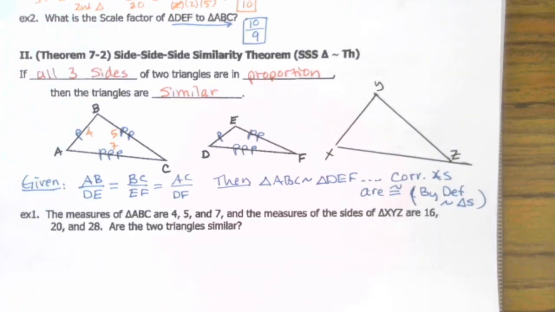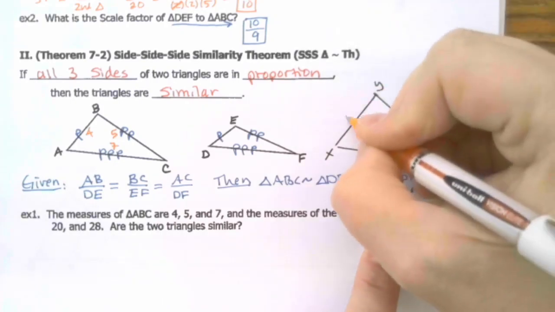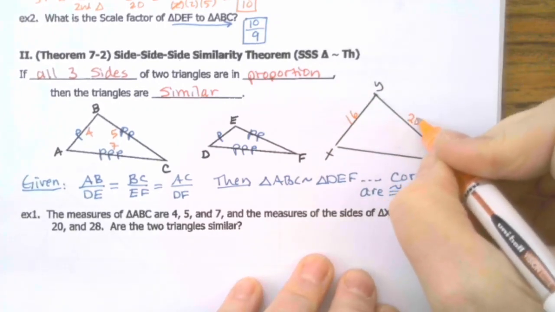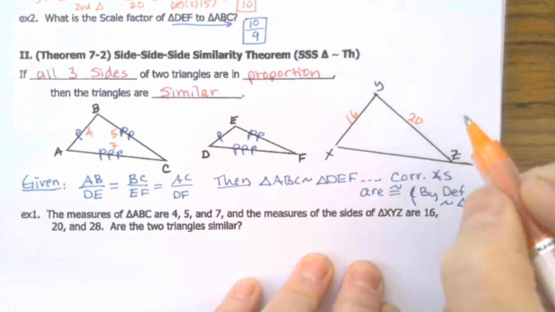So the sides of XYZ, now, if they put 16, 20, and 28, you always go in order of the triangle statement. So 16 is XY, 20 is YZ, and 28 is X to Z.